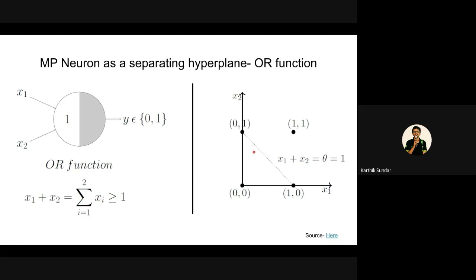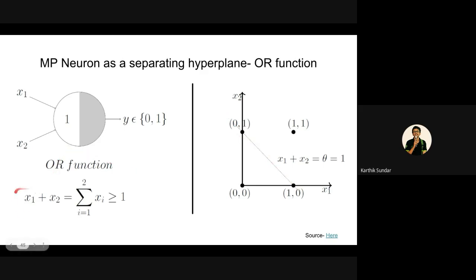As you can see, in a Cartesian plane we are drawing a line, and this is going to be the line. x1 plus x2 greater than or equal to 1 is going to generate this particular region. So that's what a neuron does. In a geometric sense, it creates a hyperplane. This particular dividing line is called a hyperplane. Why is it called a hyperplane?